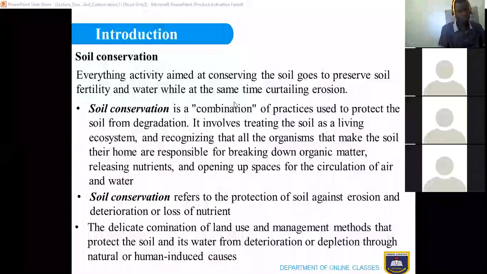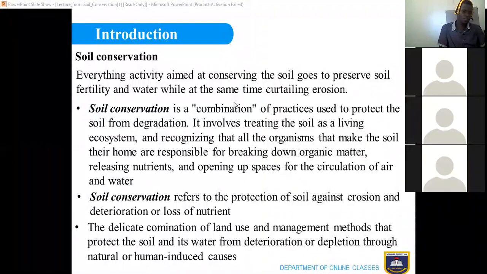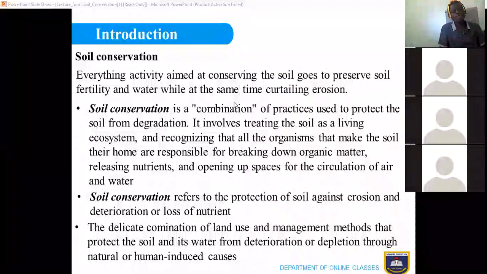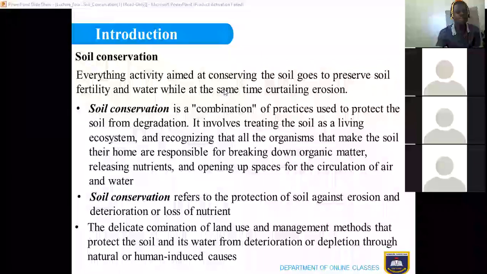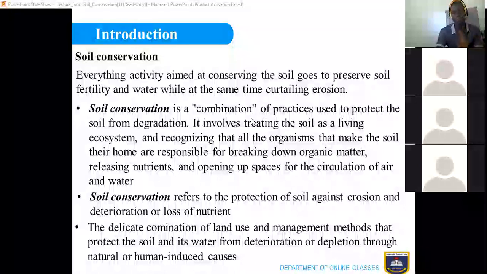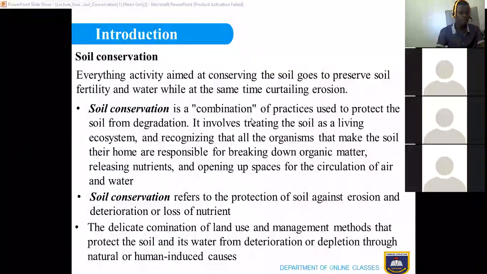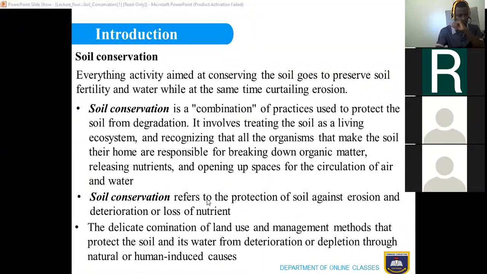Another definition is that soil conservation refers to the protection of the soil against erosion or deterioration or loss of nutrients. So every effort, every activity that is aimed at protecting the soil against erosion and the loss of nutrients is called soil conservation. Are we on the same page? Yes, sir. Okay, that's fine.